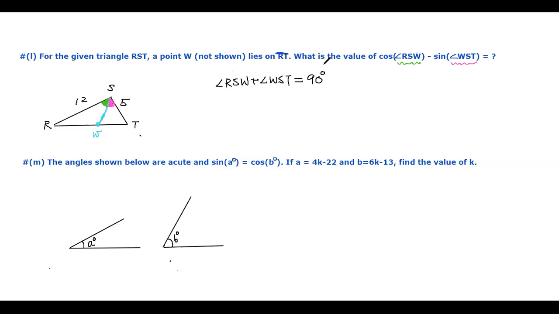So based on what we discussed from the previous page, we know if two angles add up to 90, then the cosine of one angle is going to equal the sine of the other angle. That means the cosine of angle RSW is going to equal the sine of angle WST. Right, correct? Do you remember that? See here, that's what I said.